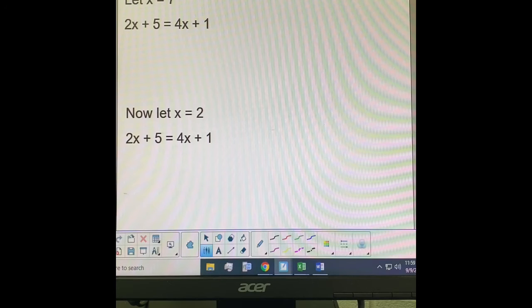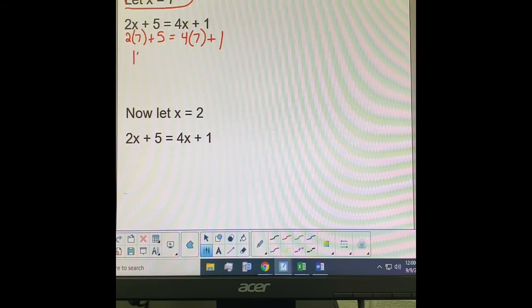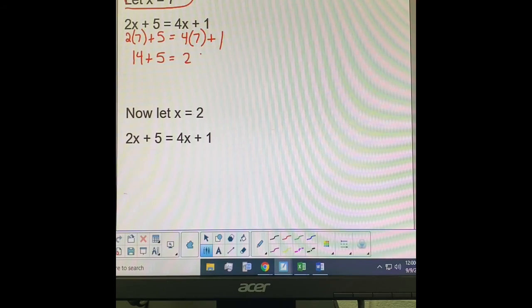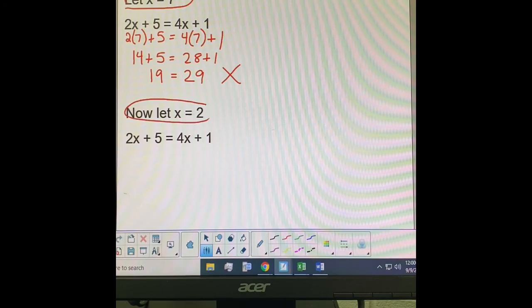Here we have to let x equal 7. Plug in x equals 7 wherever you see an x. Then evaluate each side of the equation and see what happens. Something doesn't look right. 19 does not equal 29. So for this equation, I don't think x can equal 7.